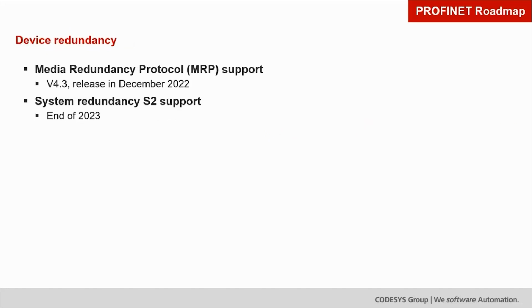The device redundancy is also a feature we are actively developing. The first one, released also with the December release, will be support for the media redundancy protocol, or in short MRP support. And also system redundancy S2 support for the device is on our roadmap. Here we plan to release this probably around the end of 2023.